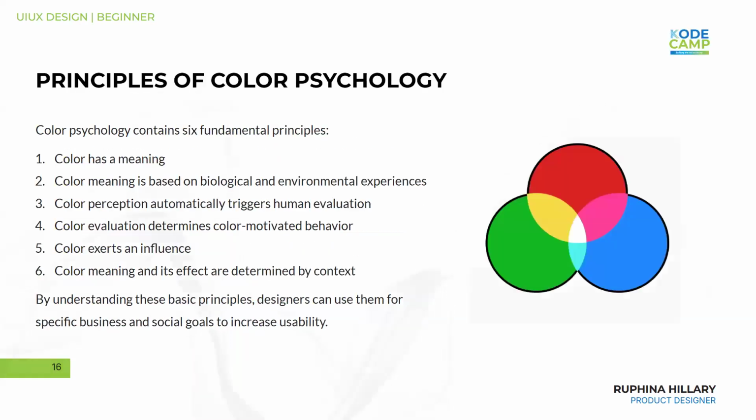Okay. So the first simple principle of color psychology is that color has a meaning. A color is not simply a visual. Let's say you're seeing red. It's not just red and attractive. It also ignites feelings of fear, right? Or a feeling of urgency in you. So color has a meaning.